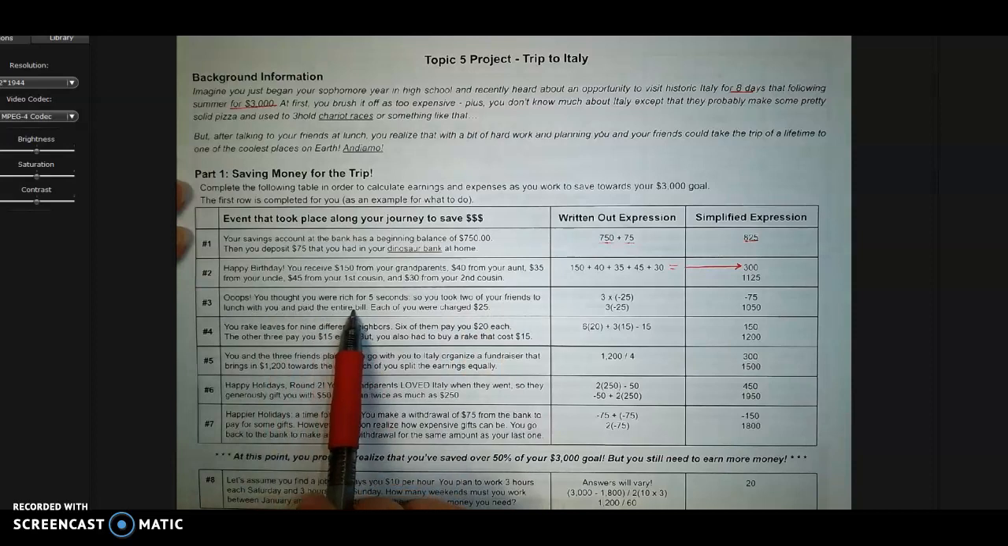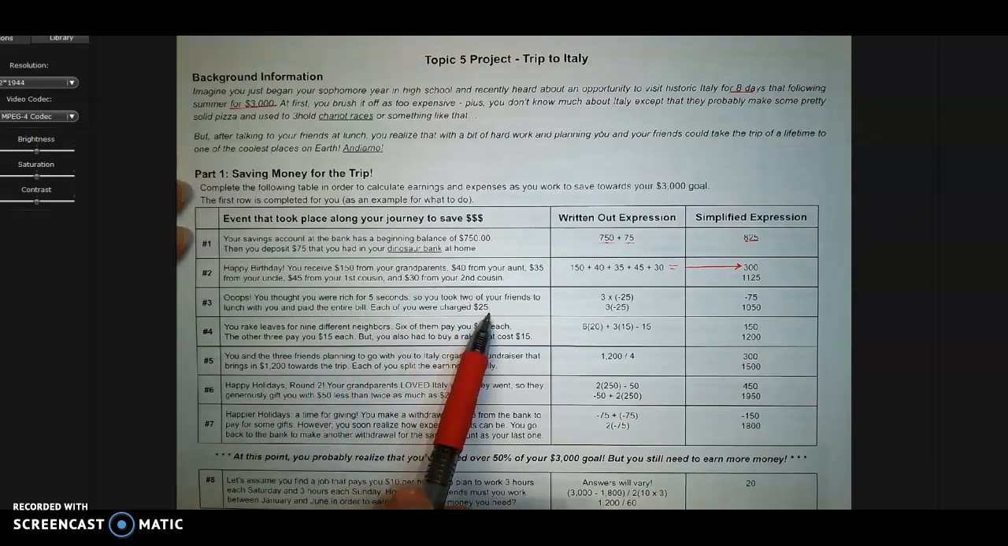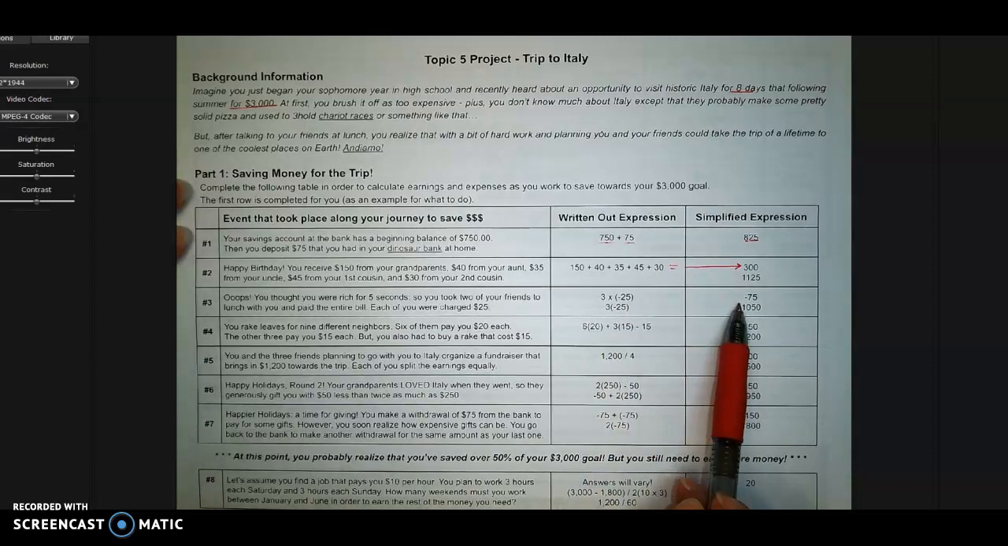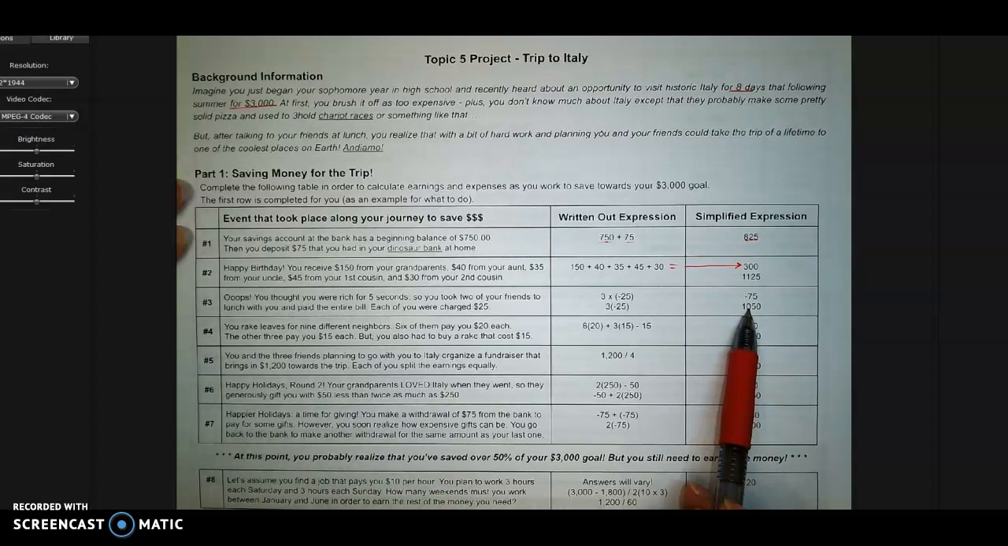Next one says, oops, you thought you were rich for 5 seconds, so you took 2 of your friends to lunch with you and paid the entire bill. Each of you were charged $25. Well, if you're charged money, that's a negative. And there were 3 of you because it's you and 2 friends, so that's a total of $75 that you spent. So you would subtract that from what you had in your account, and now you're down to $1,050.